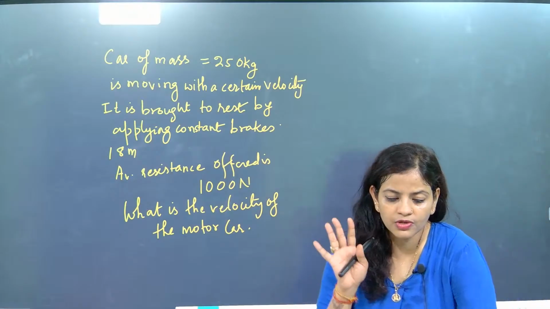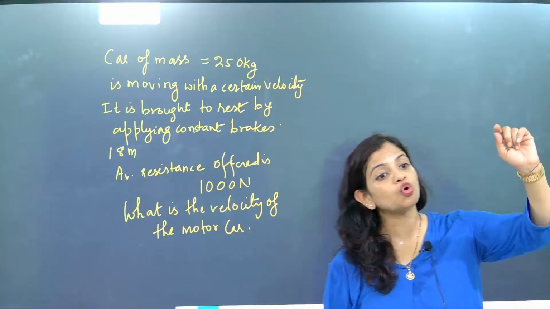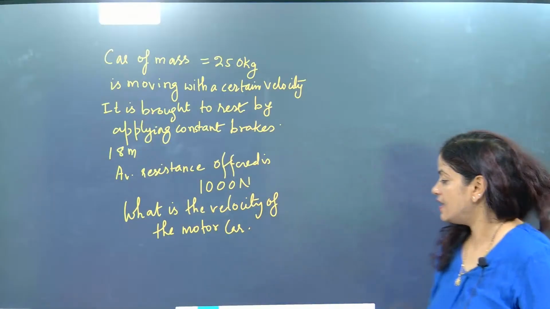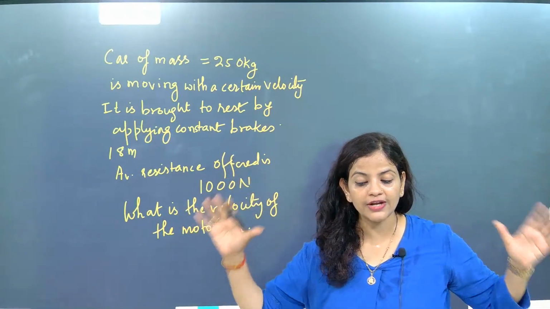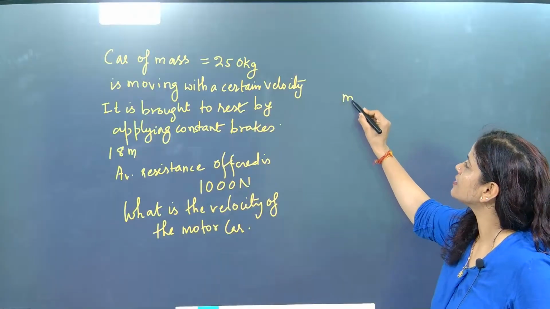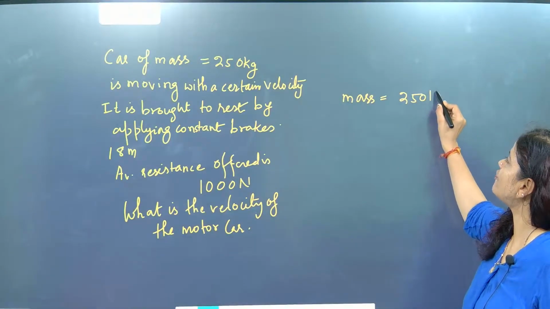See, you need to understand one thing: the car is going to be at rest. Now I am explaining the complete scenario, and based on that you are going to solve the question. Beta, what is the mass of the car? Now look here, the mass of the car is 250 kg.